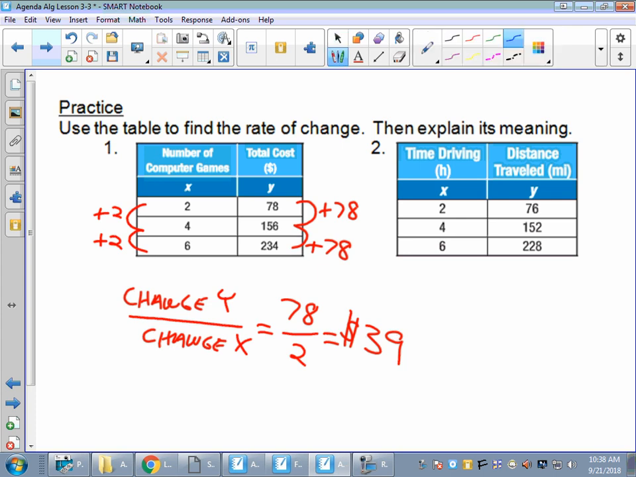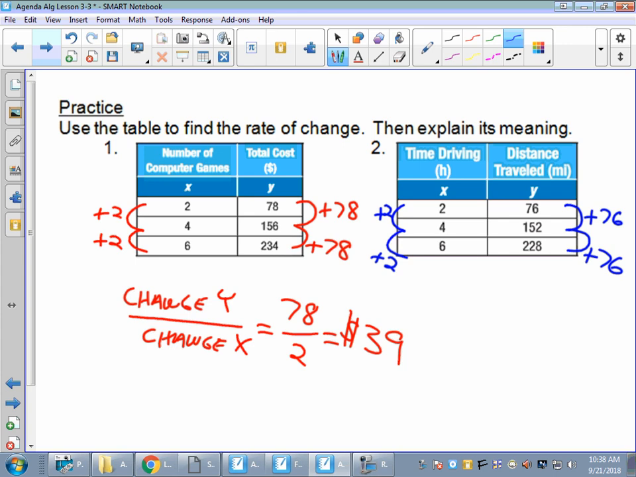On number 2, we've got time driving. Again, from 2 to 4 is +2. It's not always going to be +2, it just happens to be on these examples. Then from 4 to 6, it's also +2. Over on the y's, from 76 to 152, we go up 76. And from 152 to 228, check my math. Banana Man 21, are you out there? Check my math, make sure I'm right here. We go up 76 each time.